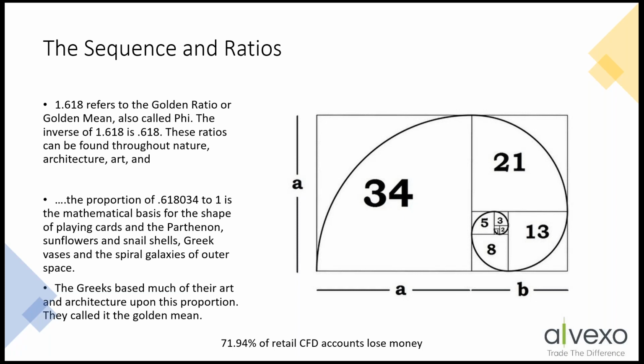1.618 refers to the golden ratio, or the golden mean called phi. And the inverse of this is 0.618. These ratios can be found throughout nature, architecture, art. The proportion of 0.618 to 1 is a mathematical basis for the shape of playing cards, for the Parthenon, for sunflowers, for the indentations in a snail shell, for Greek vases, actually for the spiral galaxy.